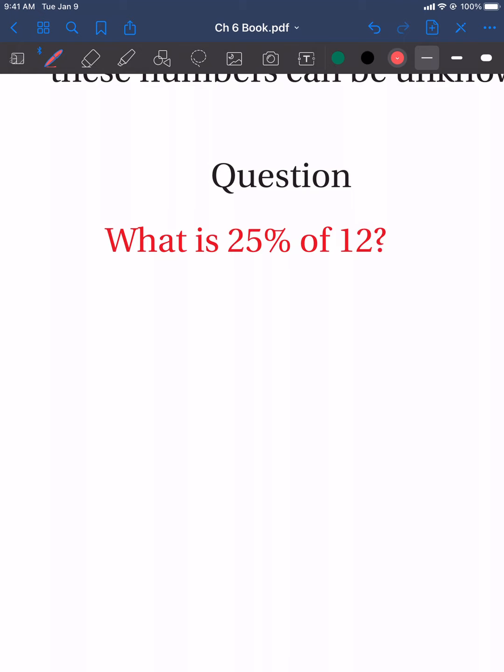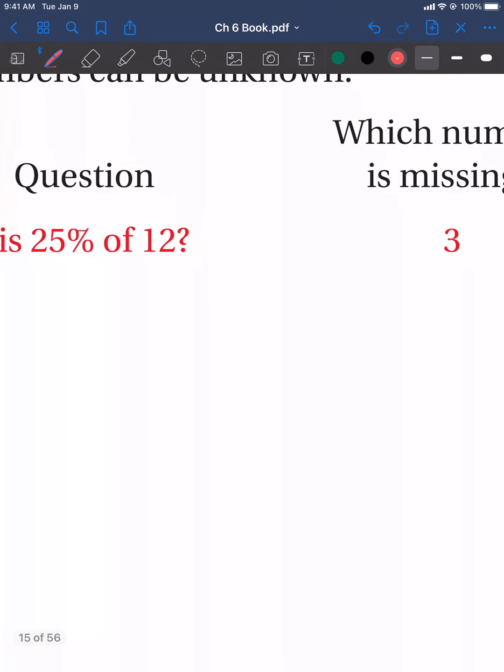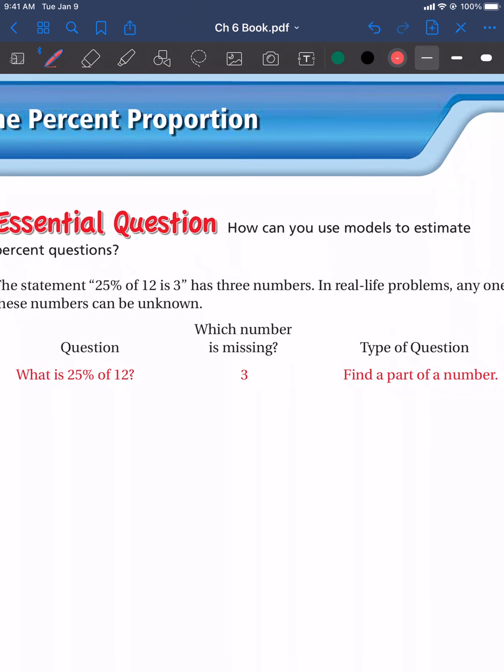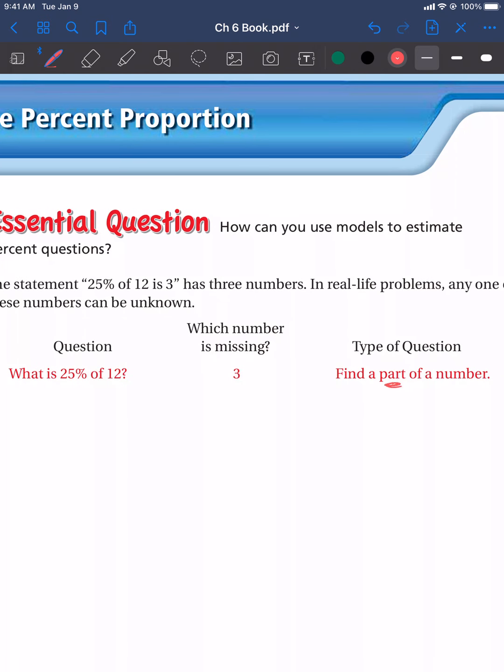The question is asking, what is 25% of 12? Who am I missing? Do I have the part? Do I have the whole? How do I know? I'm missing a 3, which means I need to find the part of a number. Okay? So for example, I said I had 3 of 12. This is the part. This is the whole.